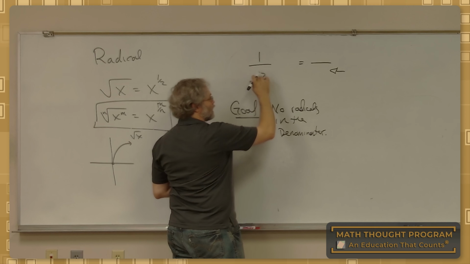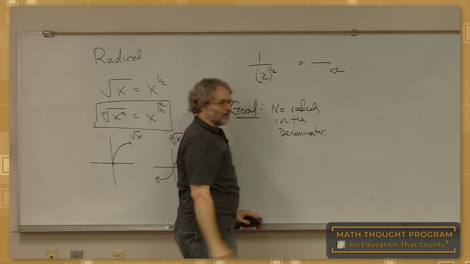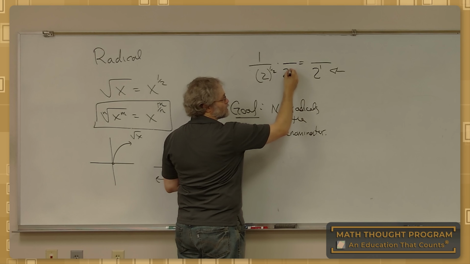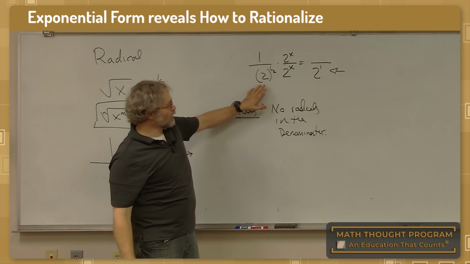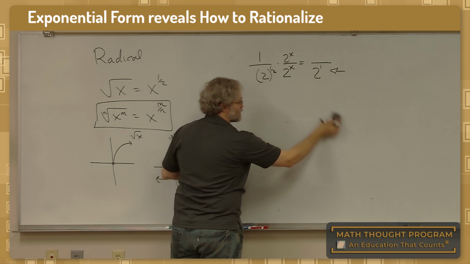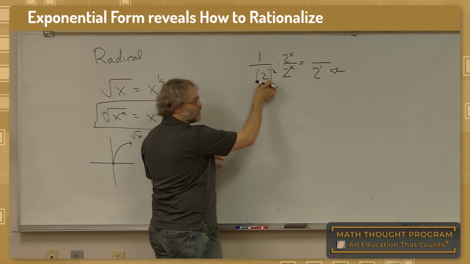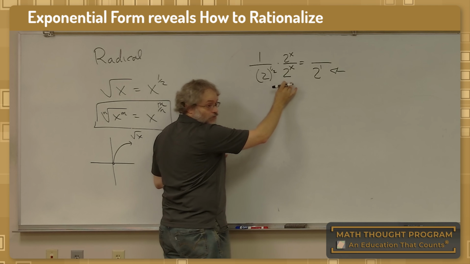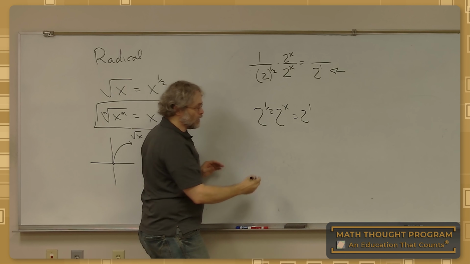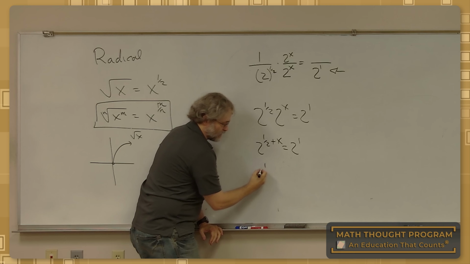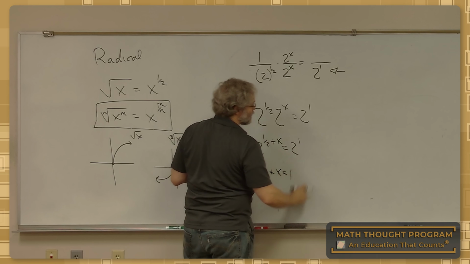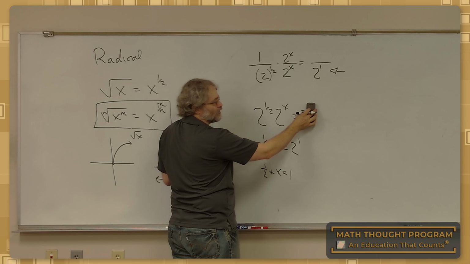If I rewrite it in exponential notation, it becomes a lot more obvious what we're going to do. I need to multiply it by 2 to some particular power so that I will get 2 to the first. The way I multiply fractions is I multiply straight across. So I'll have 2 to the power of a half times 2 to the power of x. If they have the exact same base, I add the exponents. So my equation is a half plus x equals 1. In this case, x is going to have to be a half.